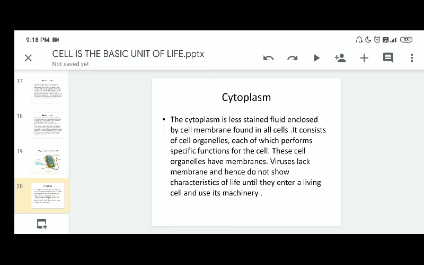Viruses, you might have heard coronavirus like that, lack membrane and hence do not show characteristics of life until they enter a living cell and use its machinery. Means they enter into a live cell, that is known as host cell, and use the complete machinery, that is all the molecular requirements of the host cell.